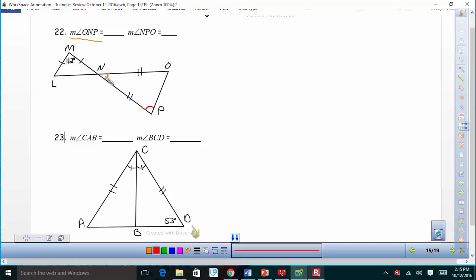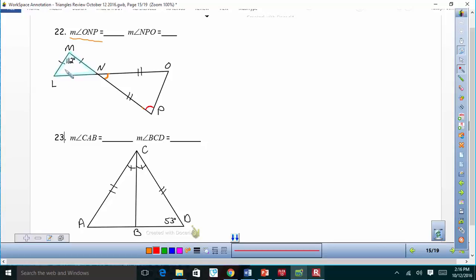Now, am I given any information in this triangle? In this first triangle right here? No. Okay? But I am given information in this triangle. So we're going to use this information in this triangle to find all of these angles. And then we'll use it to find these. So what type triangle is LMN?